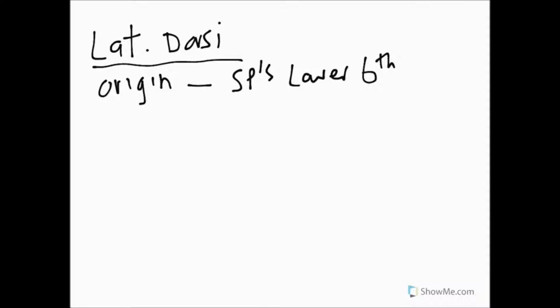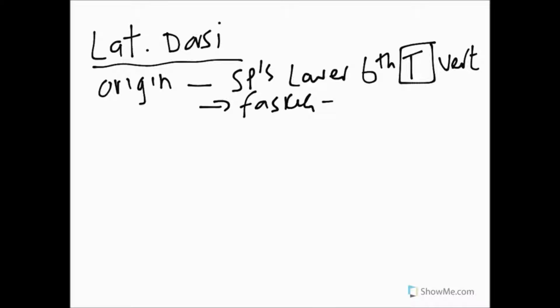6 thoracic vertebrae. Just put vert for short. Also, it attaches to some fascia, fascia you probably haven't learned about yet, and that's called the thoracodorsal or lumbar fascia.